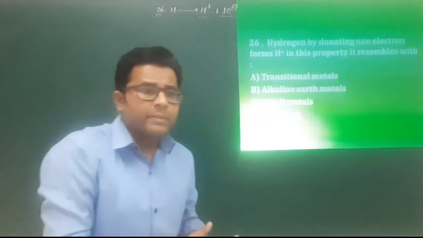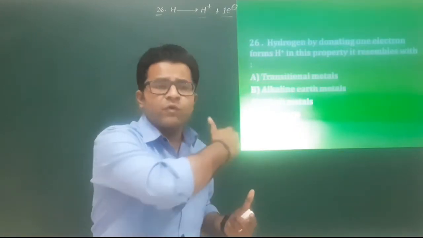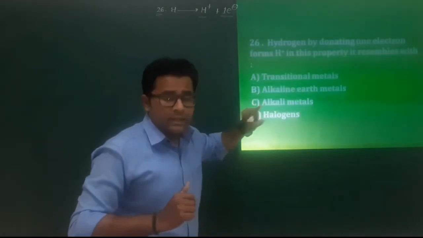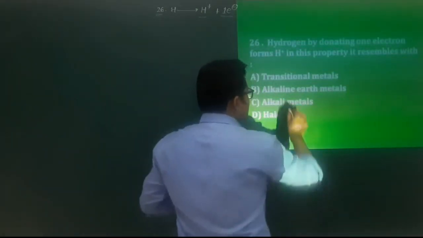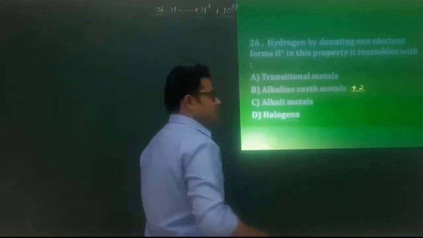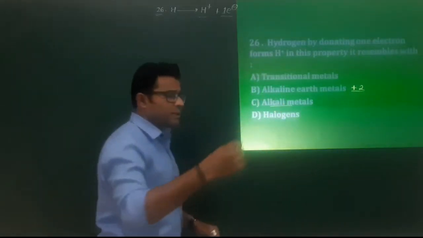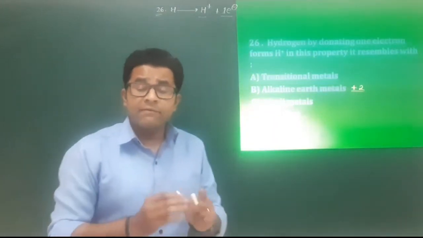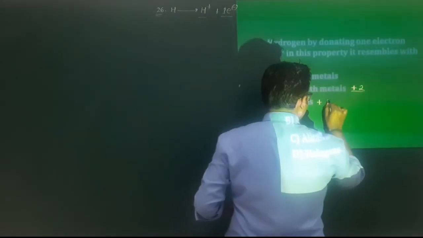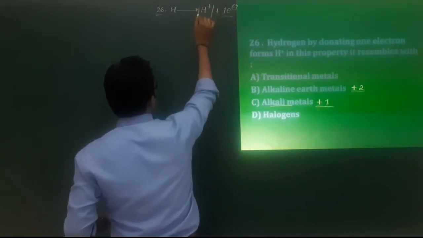Transitional metals are the particular metals which can give even 2 or 3 electrons. The oxidation state varies from +2 to +7. Now, in alkaline earth metals, these metals have a tendency to lose 2 electrons, so +2 is the state over there. While alkali metals such as sodium, potassium, lithium and all, these metals have a tendency to lose just 1 electron. So when it loses 1 electron, we get an oxidation state of +1, which is similar to our hydrogen states.